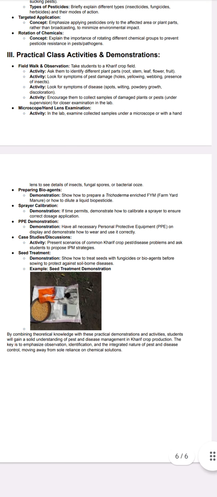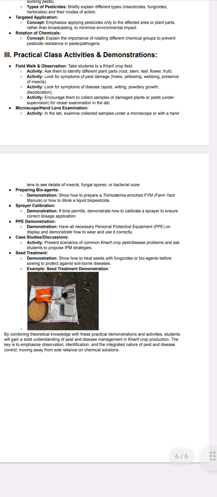By combining all theoretical knowledge with practical demonstrations and activities, students will gain a solid understanding of pest and disease management in kharif crop production. The key is to emphasize observation, identification, and integrating natural pest and disease control, moving away from sole reliance on chemical solutions.